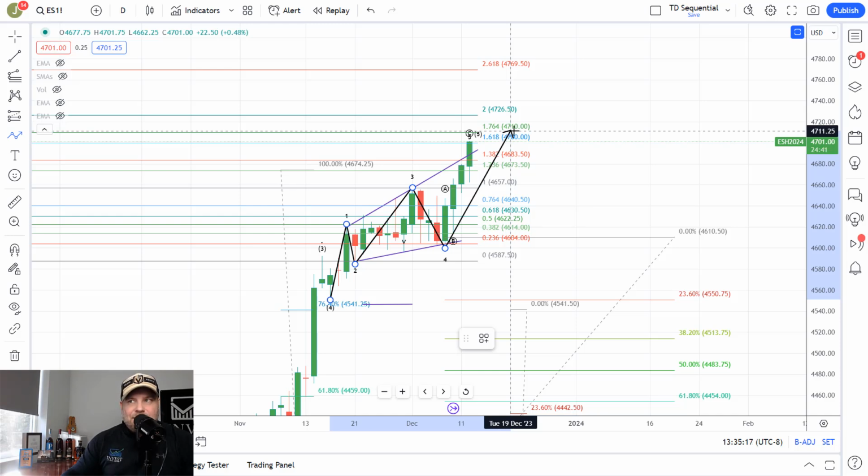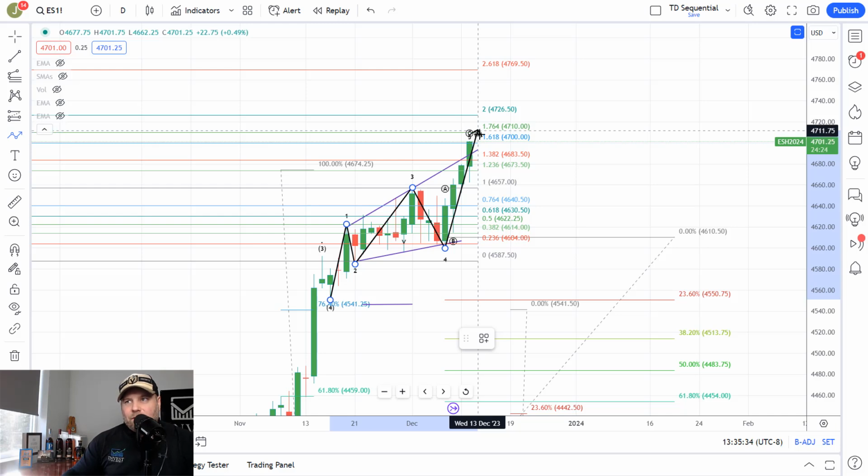So the 1.764 at 4710 would be the next resistance. The 1.618 is a secondary target, and the 2.0 is a secondary target. So anywhere from this 4700, which we hit at the close, up to the 4726 area is considered a valid ending point for a diagonal, especially an expanding one like this.